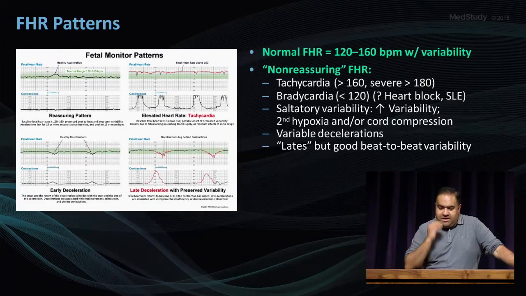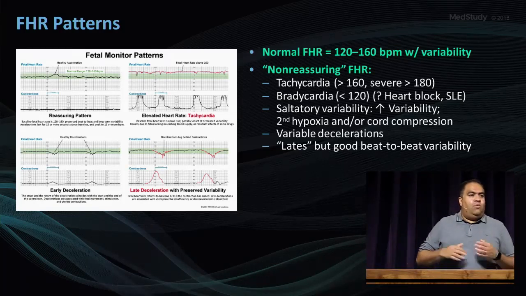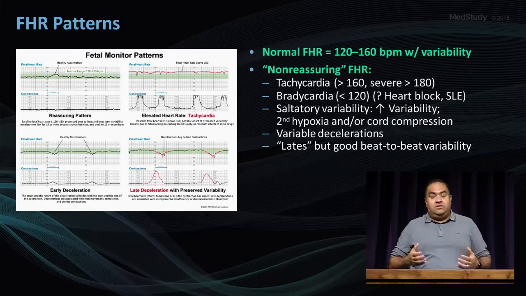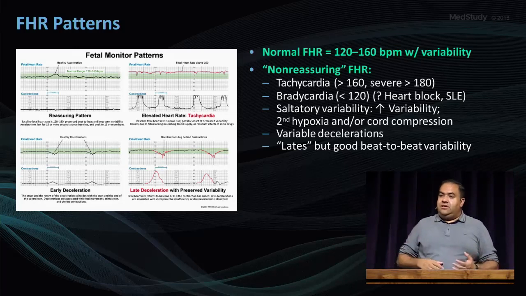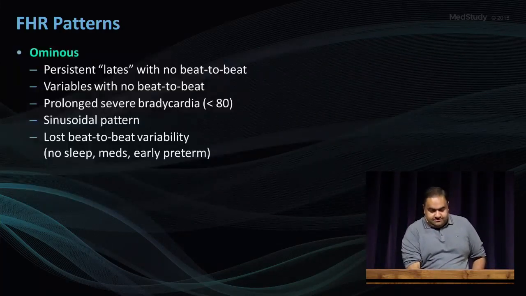So here's some of the heart rate patterns. Normal beat-to-beat variability. Heart rate's usually about 120 to 160 beats per minute. You get a non-reassuring fetal heart tone if you get a lot of tachycardia, bradycardia, or if there's not enough variability beat-to-beat. And then we start to determine, as contractions are occurring versus the heart rate, when are those in sync with each other? And that may give you a sign of early deceleration, variable deceleration, or late decelerations.